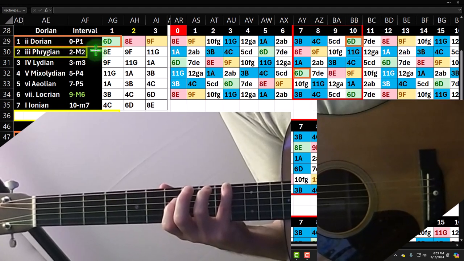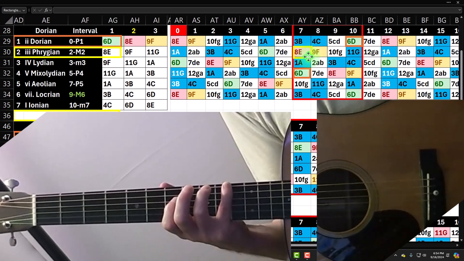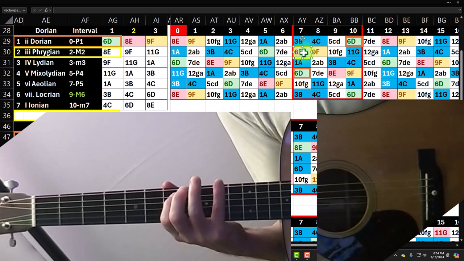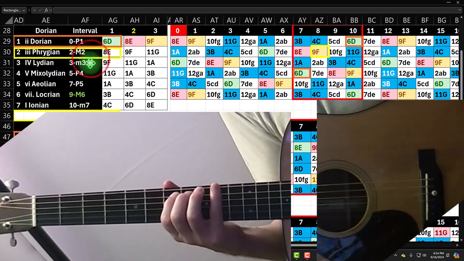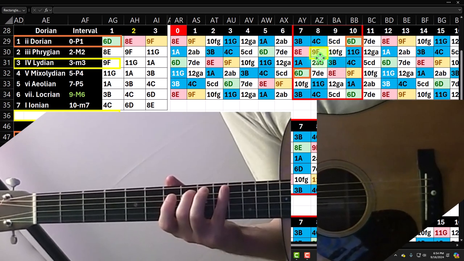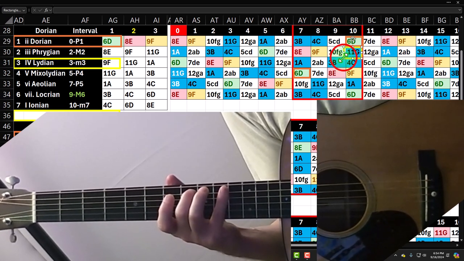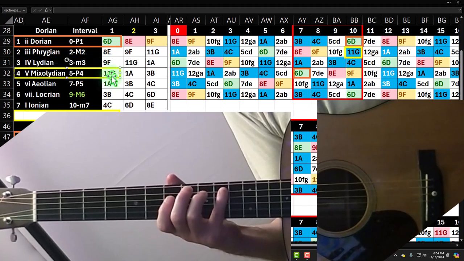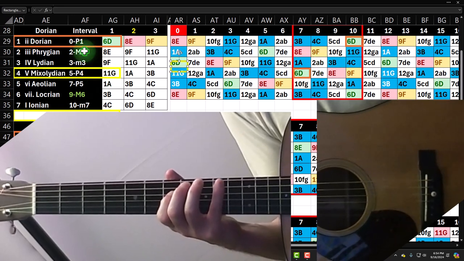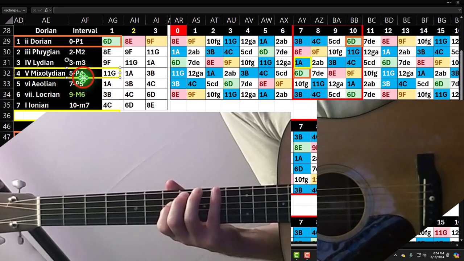All right, so if I was to count this out, let's check out the whole steps and half steps over here. From the first of the Dorian to the second of the Dorian is a whole step. The second of the Dorian to the third of the Dorian is a half step, and that's normal for the minor. Third of the Dorian to the fourth of the Dorian is a whole step. And then the fourth of the Dorian to the fifth of the Dorian is a whole step. It's kind of hard to do this at the same time. The pick in my hand is messing me up.